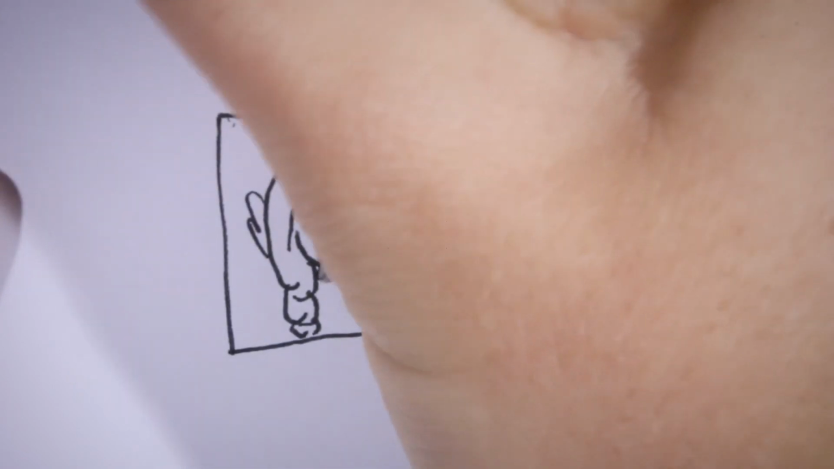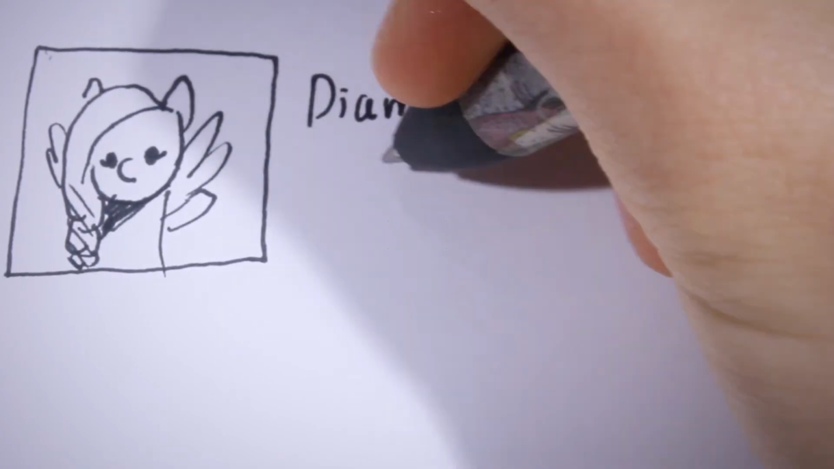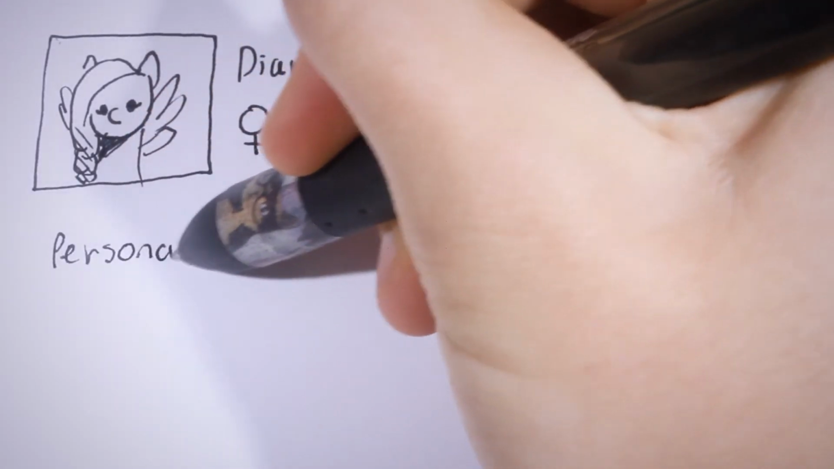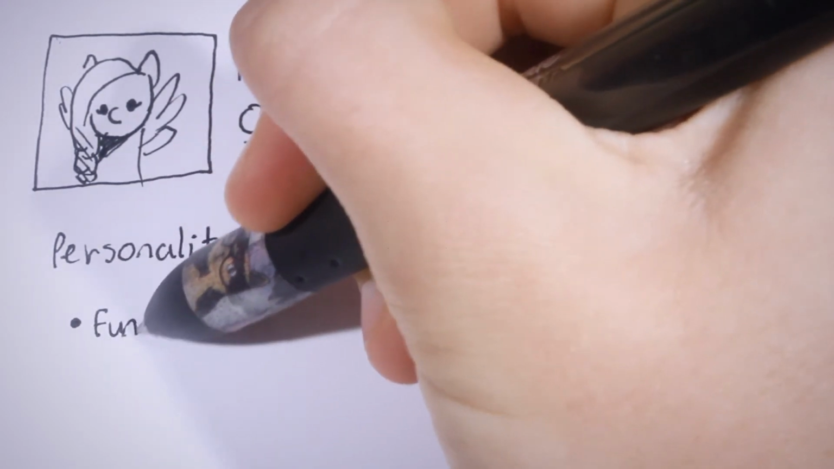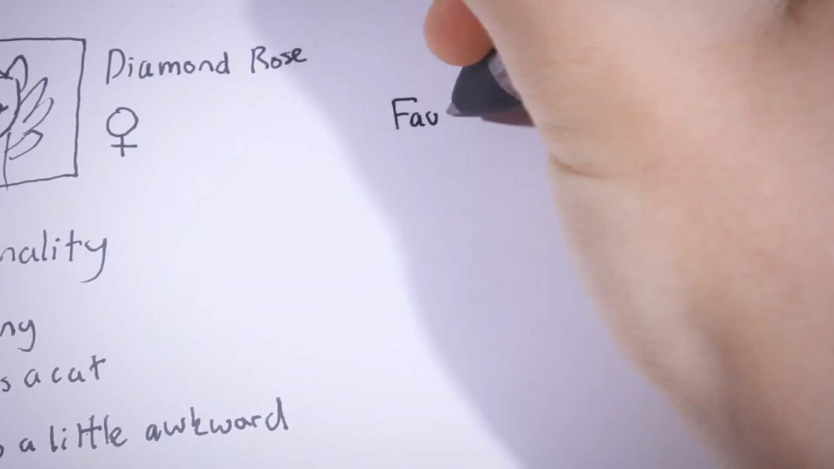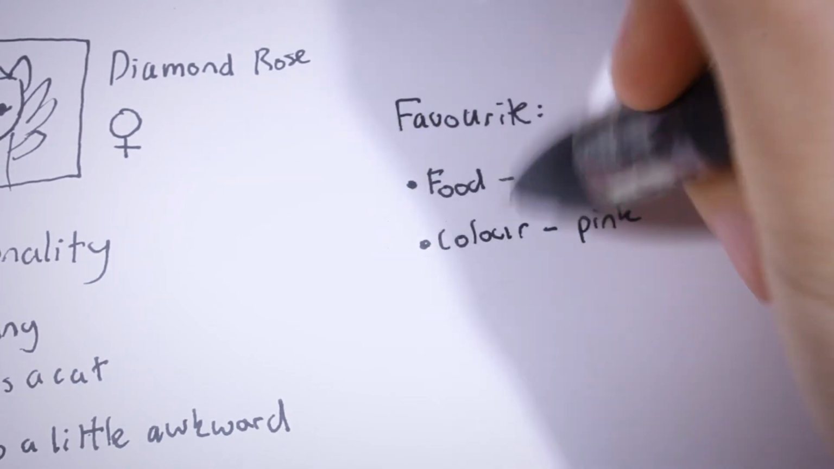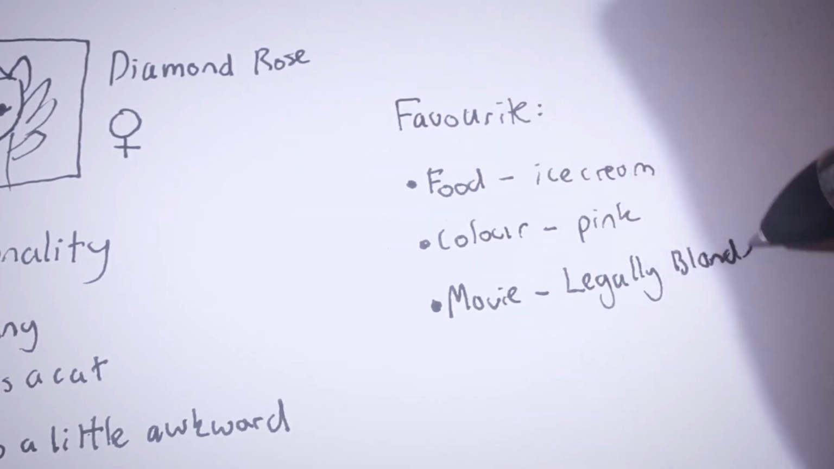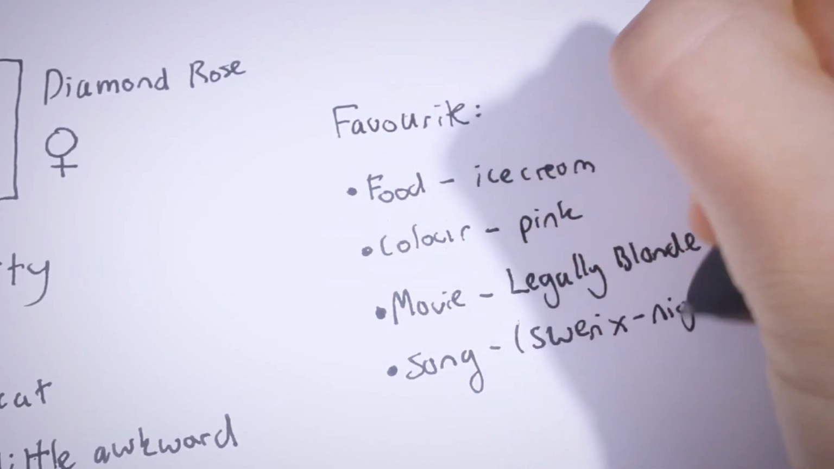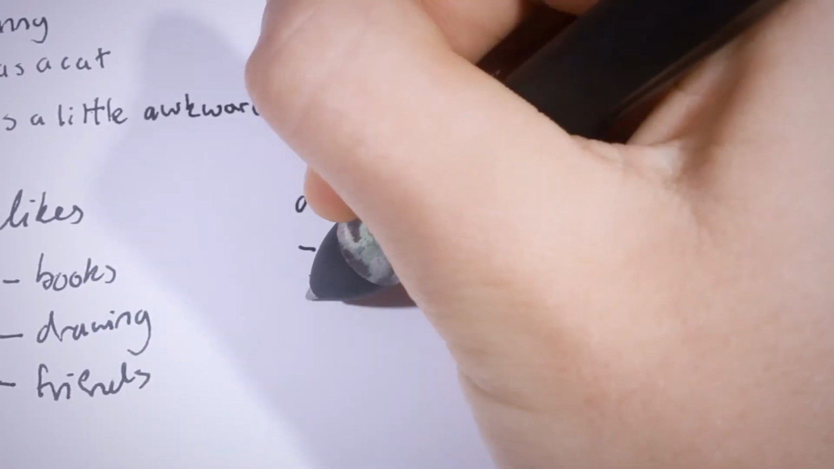So for instance, I'm going to be drawing a picture of Diamond Rose here, and then write out their name and put the gender symbol, and then you can put different bullet points for what their personality is. And that's really all you have to do. So for Diamond Rose, I wasn't really sure what to do, so I put funny, has a cat, and is a little awkward. And you can also put their favorite food, color, their favorite movie or song. These aren't canon, but you know, it's like a nice idea. You can put as many things as you want in, as many interests and any passions, dislikes as well, you know, things that they don't like.